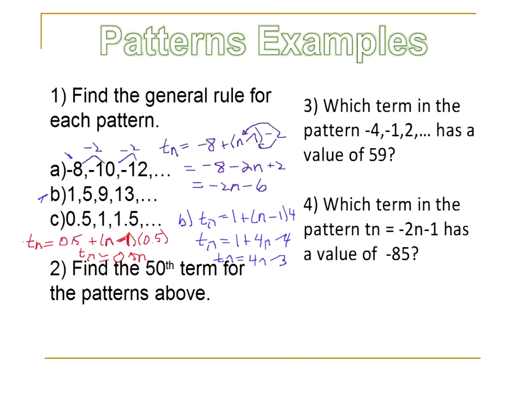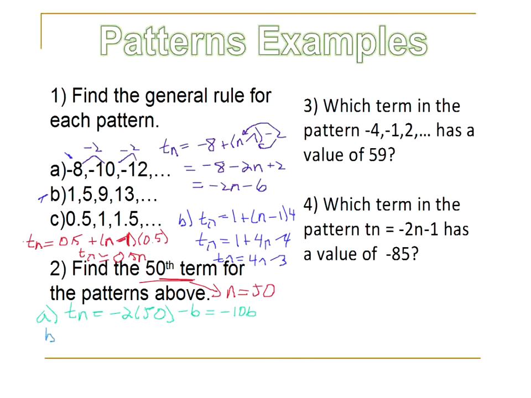So now it's asking to find the 50th term. So what's happening here is that this is n equals 50. I'm asking to find the value of the 50th term. So wherever I see an n in these equations, I'll plug in n equals 50. So for A, I have Tn equals -2 times 50 minus 6. This is going to give me -106.